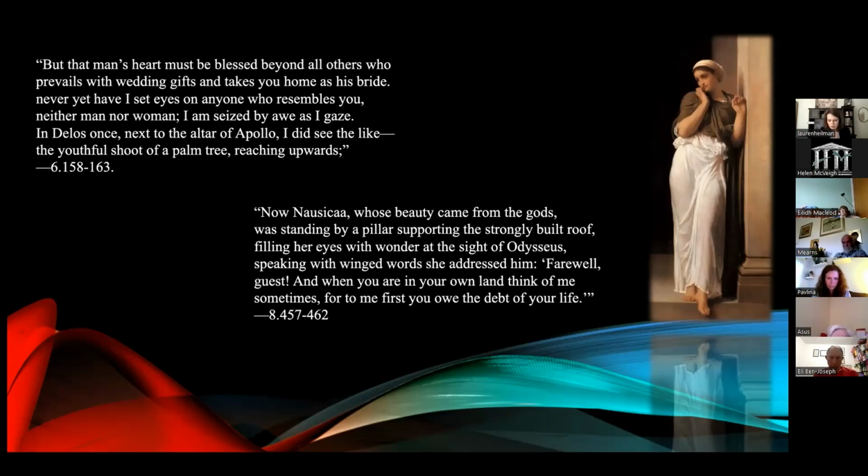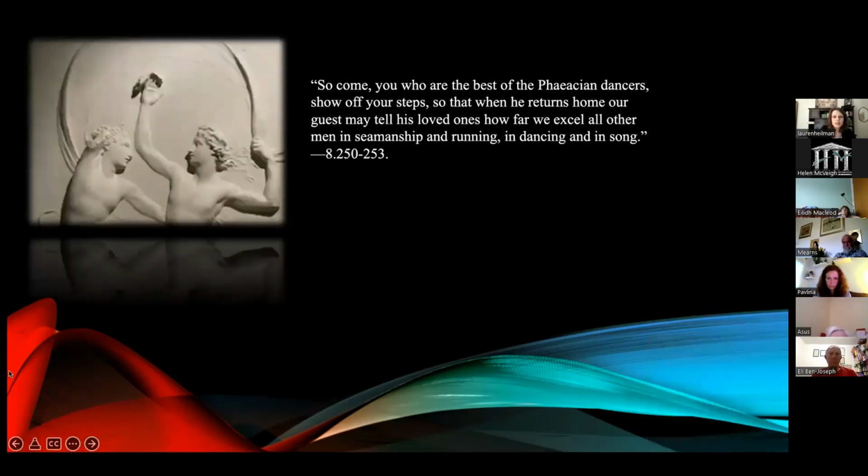Nausicaa's brothers, on the other hand, whom Nausicaa describes as always going to the dance, are likewise depicted as chief dancers. Alcinous diverts Odysseus after the athletic games with a dance spectacle, saying, "We have always been lovers of the feast, the lyre, and the dance. So come, you who are best of the Phasian dancers, show off your steps, so that when he returns home, our guest may tell his loved ones how far we excel all other men in seamanship and running, in dancing and in song." The multi-scene spectacle that follows involves choral dance, the song of Ares and Aphrodite sung by Demodocus, and finally a dance by Nausicaa's brothers, Helios and Leomedes, whom Alcinous commands to dance on their own, since no one was a match for them, to crown the spectacle and highlight his children's skill.